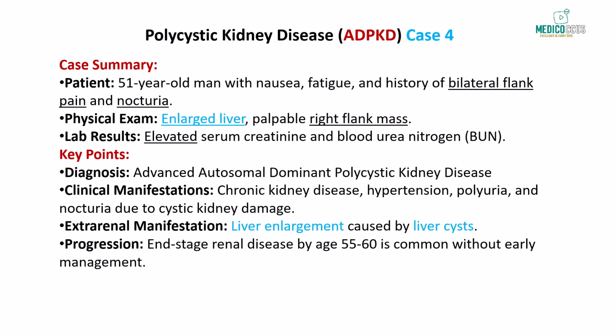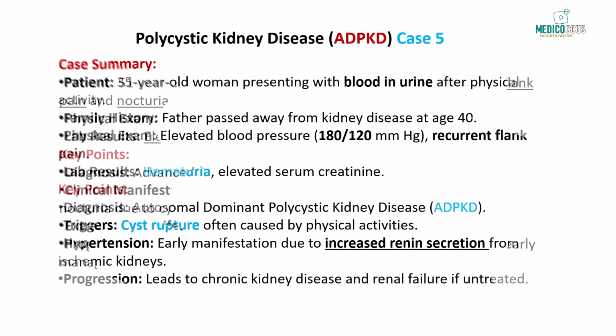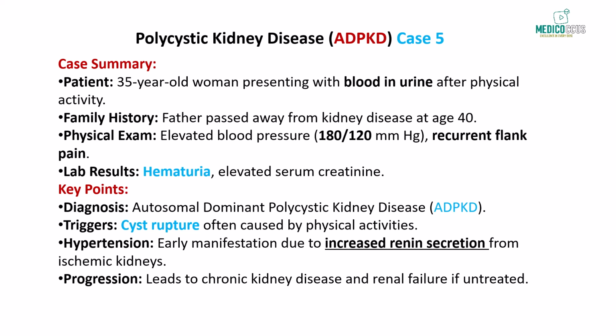The patient's hypertension, polyuria, and nocturia result from cystic damage to the kidneys, while the liver enlargement is due to associated liver cysts, a common extrarenal manifestation of autosomal dominant PKD. Progression to end-stage renal disease typically occurs by age 55 to 60 in patients with autosomal dominant PKD, making early recognition and management critical.